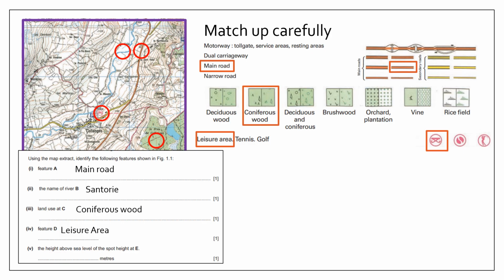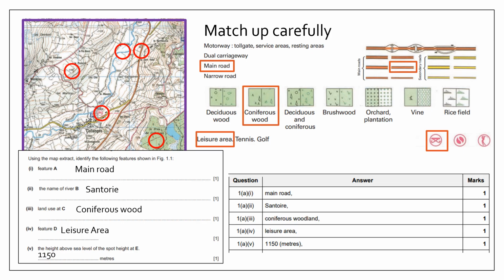And then the height above sea level of the spot height at E. So there is my spot height. So again, that shows you the height above sea level. I'm just going to copy down that black number, and that is 1,150 meters. Remember that figure because it's going to be quite useful for a question coming up. And let's check the answers. Brilliant, all correct.